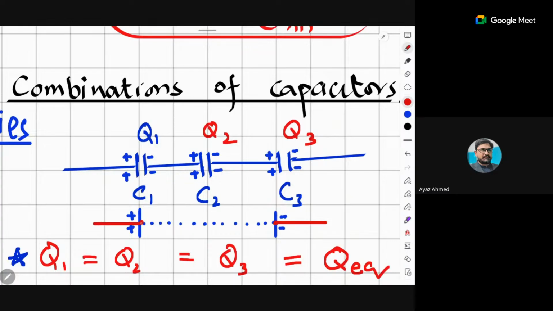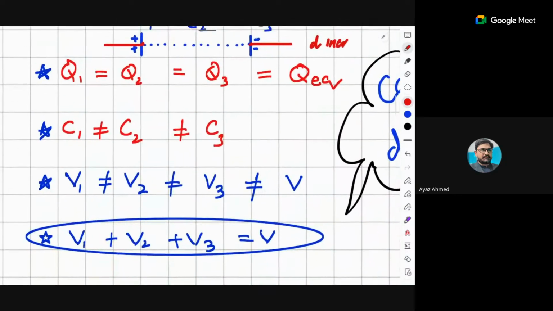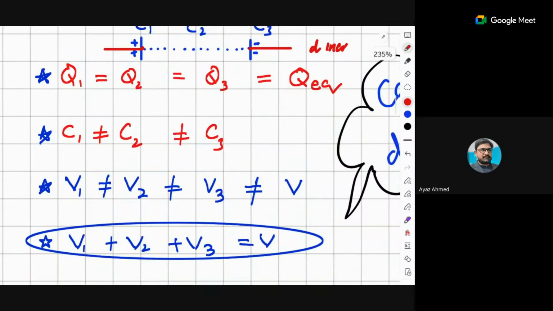So what is increasing? You are increasing D. D increases. Got it? Separation increases, so when separation increases, that means capacitance will decrease. Anyhow, we have a proof asked in our exam.